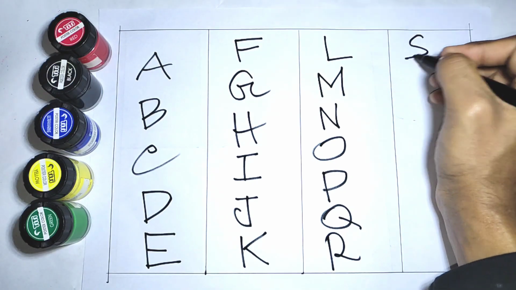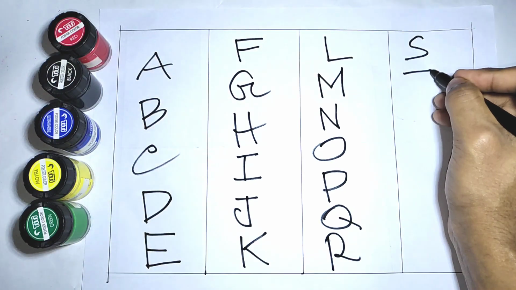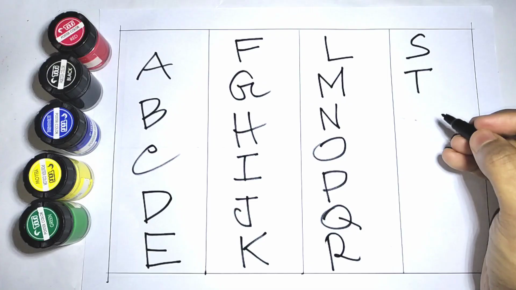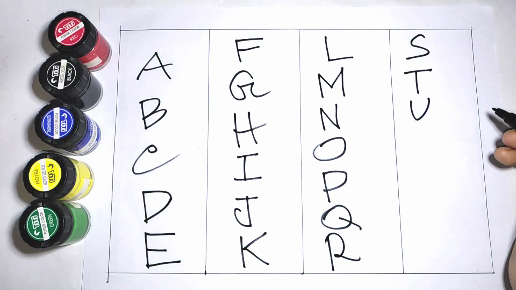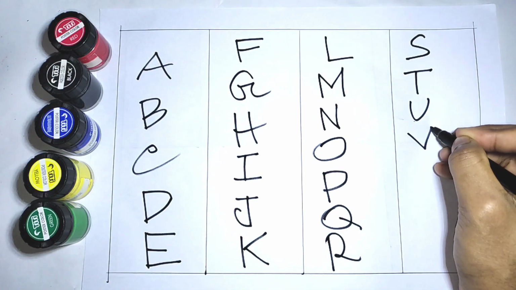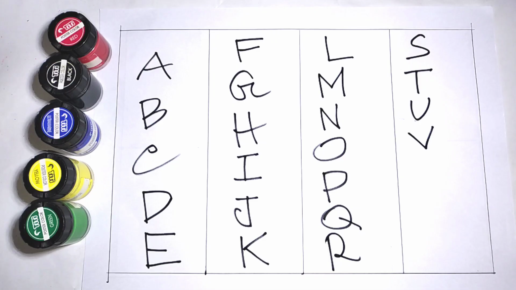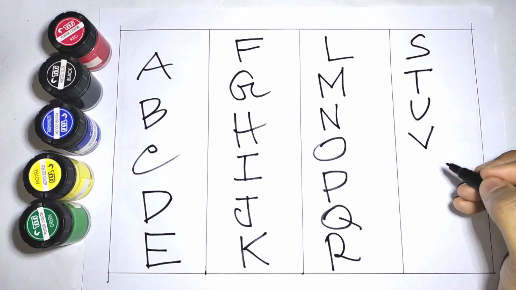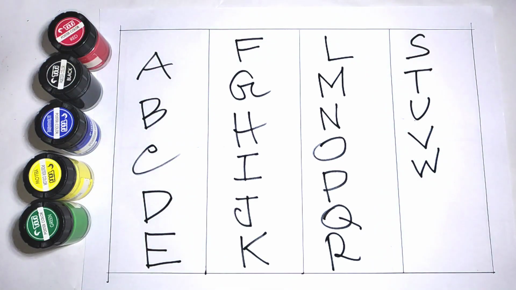Kids, the next one is S. S for sun. And now we draw T. T for tiger. U for umbrella. And now we draw V. V for vanilla. Kids, the next one is W. W for wolf.